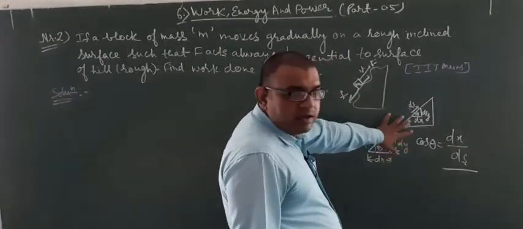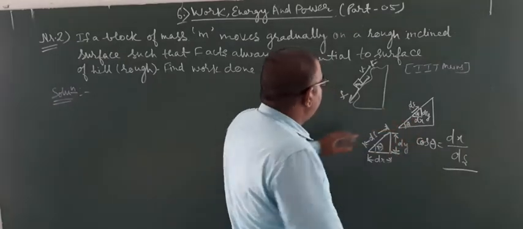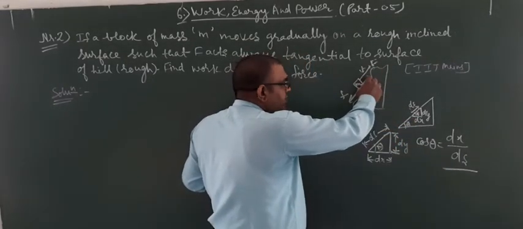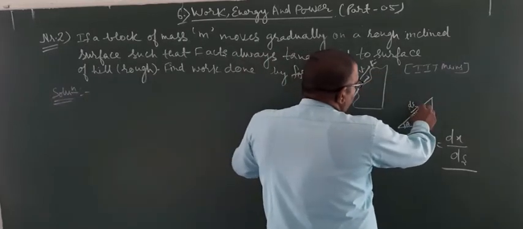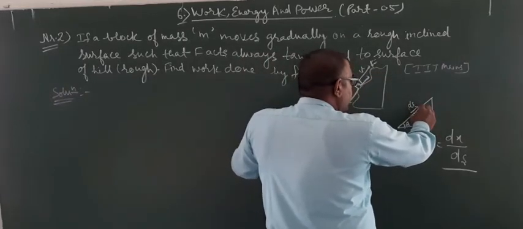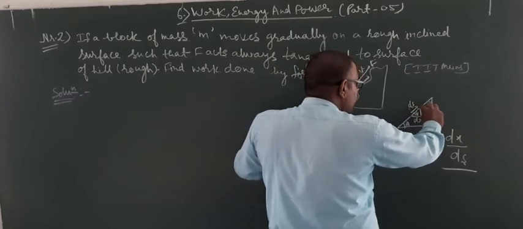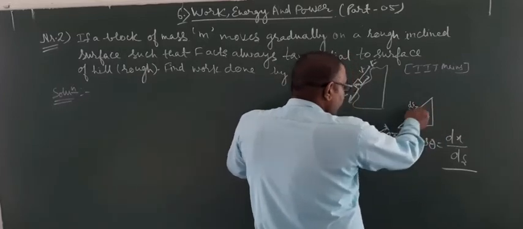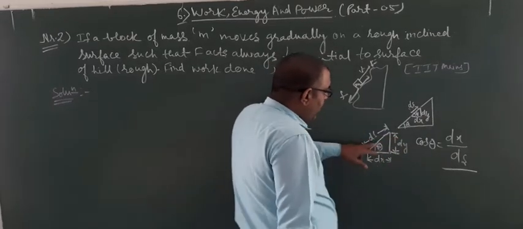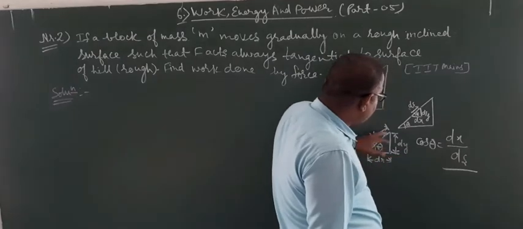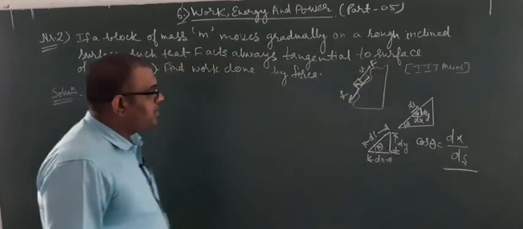So we had explained it here. We had taken a small part of the movement of mass m on this rough inclined plane, and that small part is ds. For this small part, this distance is dy and this distance is dx. From this triangle we had calculated the value of cos theta, that is dx upon ds. I hope it is clear to you.